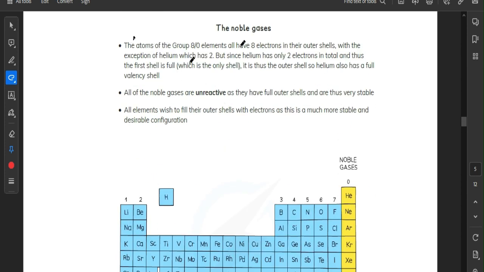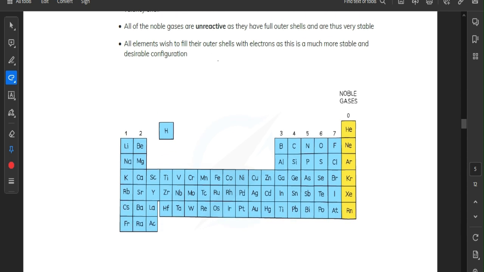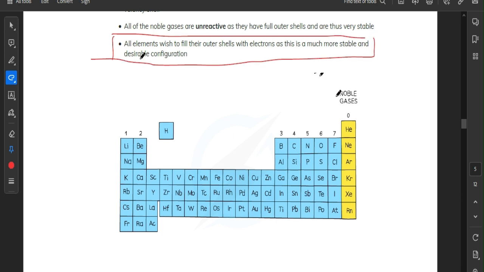The atoms of the group 8 elements have all 8 electrons in their outer shells, with the exception of helium, which has 2. But since helium has only 2 electrons in total, the first shell is full, which is the only shell, so helium also has a full valency shell. All the noble gases are unreactive as they have a full outer shell and thus are very stable, which means they do not need to react in order to fulfill their shells. All elements wish to fill their outer shells with electrons as this is a much more stable and desirable configuration. As I said, these are the noble gases.